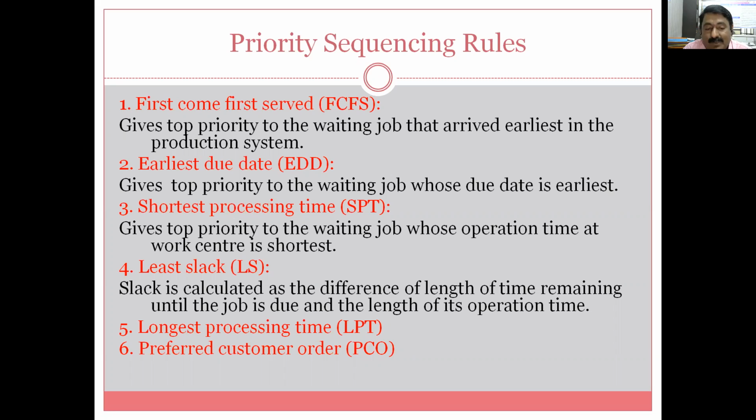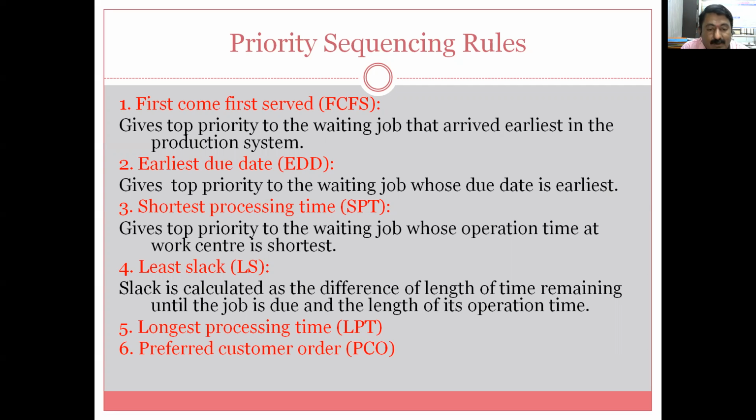So what should be done? If such a condition is there, that job is taken first. So slack is calculated as the difference from the remaining time. That job is required to dispatch after 24 hours. And what is the operation time remaining for that particular job? So 20 hours of operation time is required for that particular job. So 24 minus 20, it is the 4 hours only. So it is very less. So such a job is given priority. This is least slack.